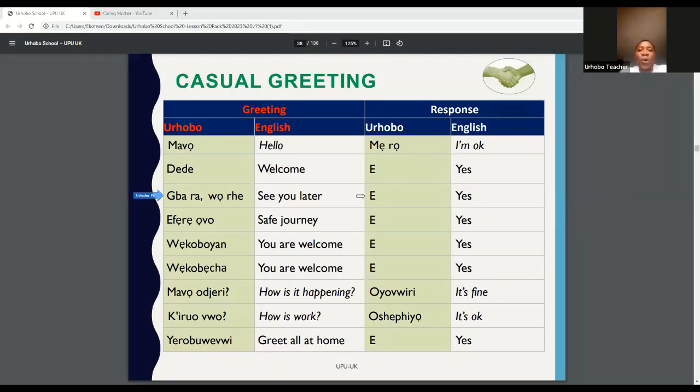So then the other one there is Wekobo. Yes, Akbo, please. Akbo, you have the floor. Please unmute yourself and speak.